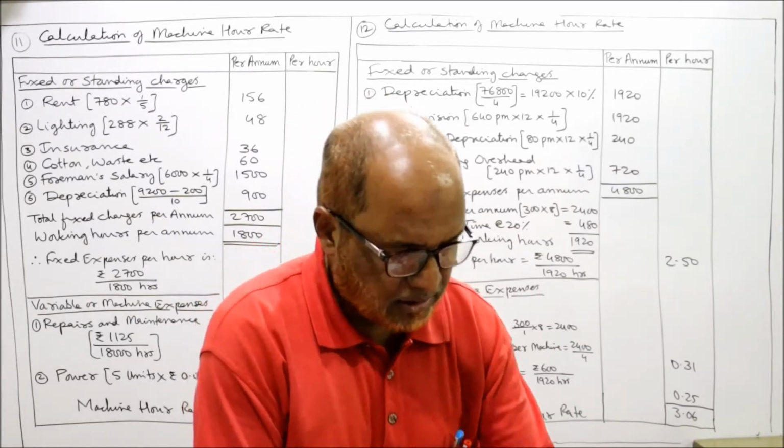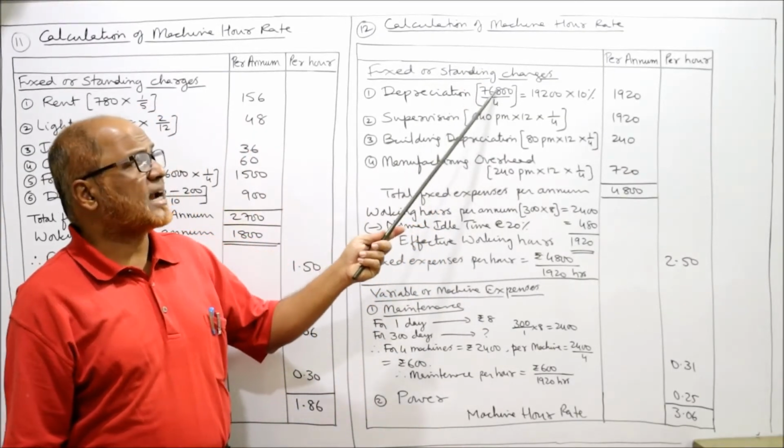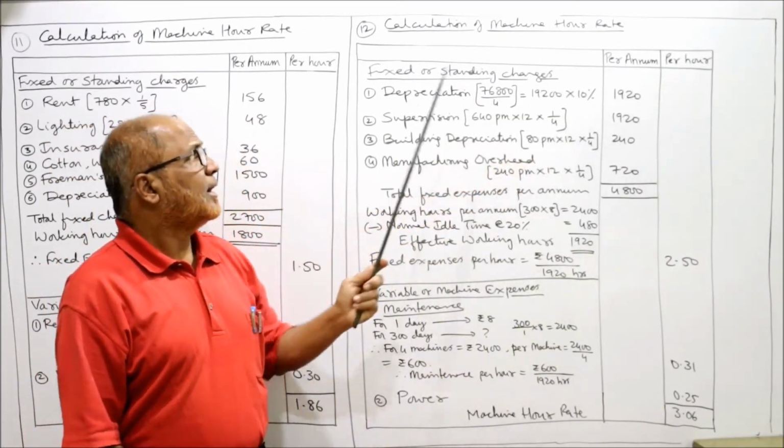Right? Now, see the solution carefully. Calculation of machine hour rate. Fixed or standing charges per annum per hour. Depreciation.